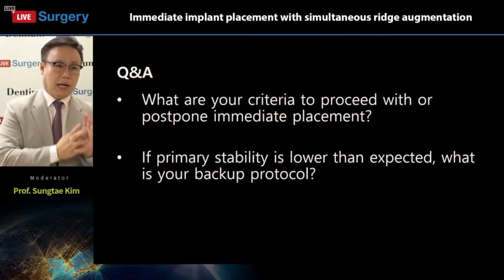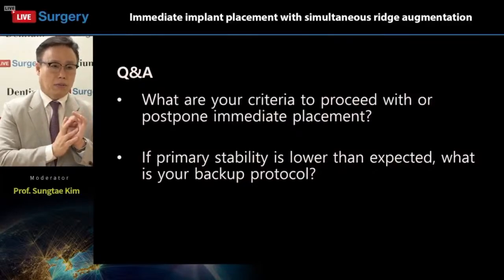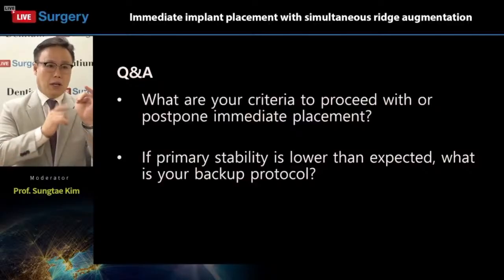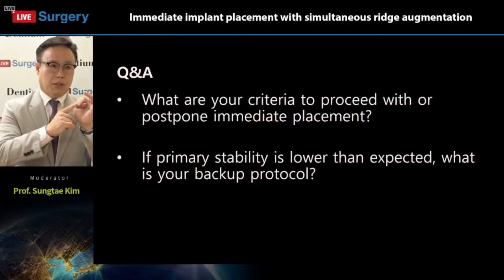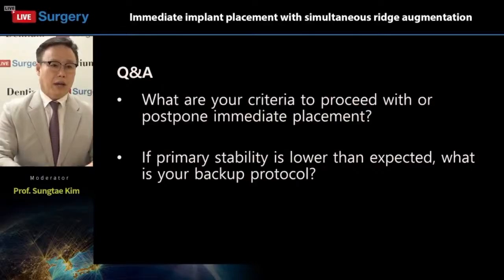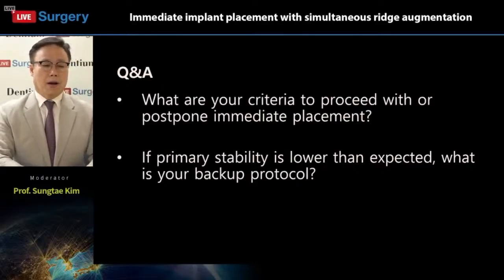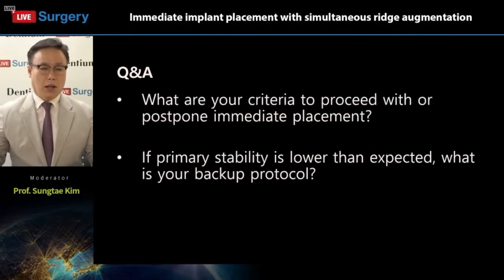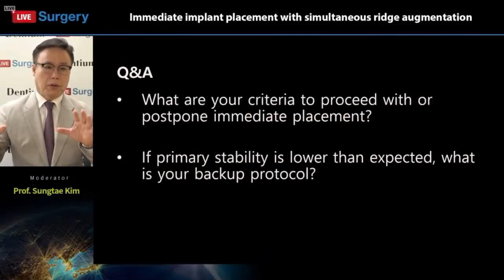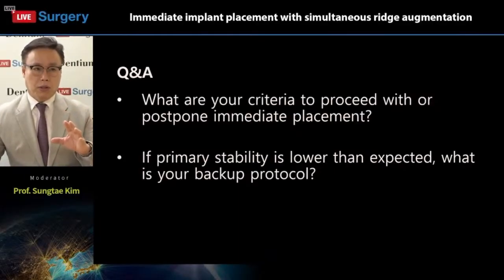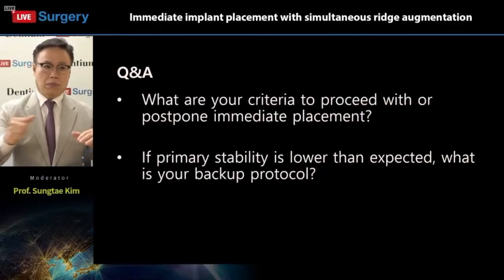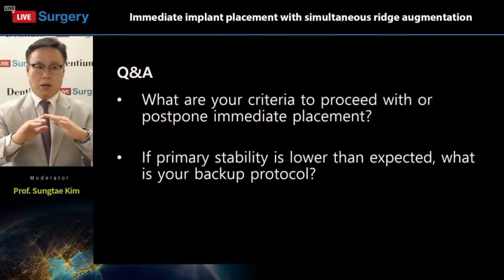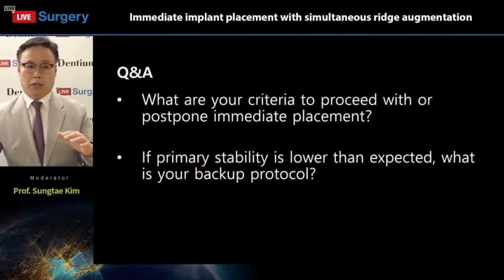I mentioned the defect size, the primary stability of the implant, and the presence of inflammation. These are the 3 factors we have to consider. Then the safe way is doing the implant later. I mean the early implant placement after healing, because most of the change of the extraction socket will happen during the first 3 months. So after 3 months of tooth extraction, placing the implant will be more predictable.